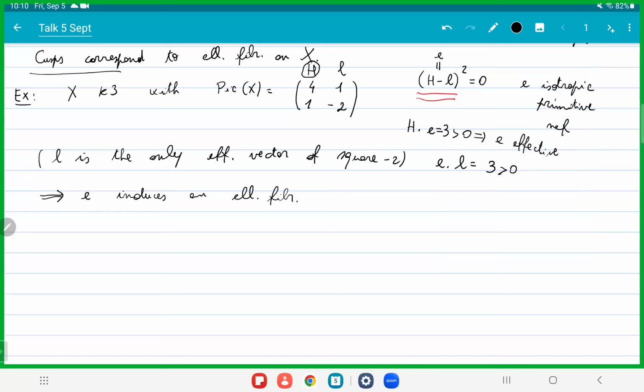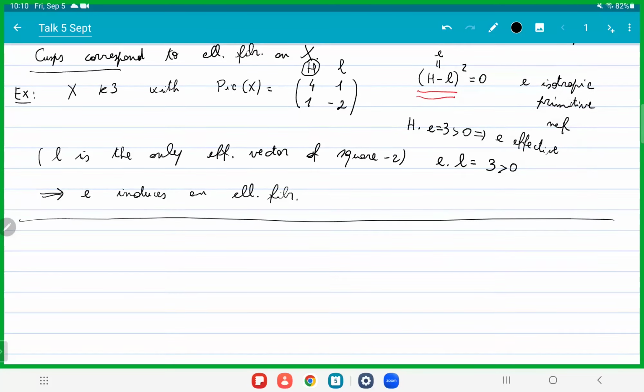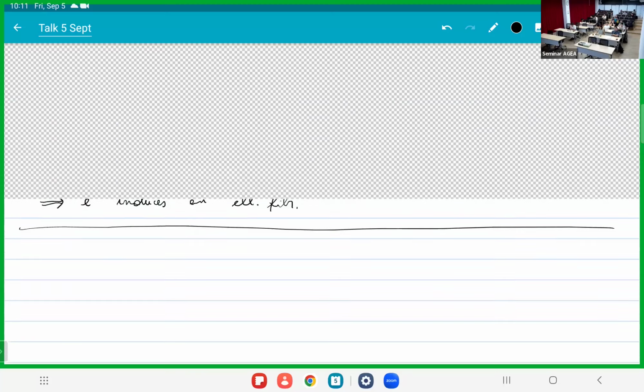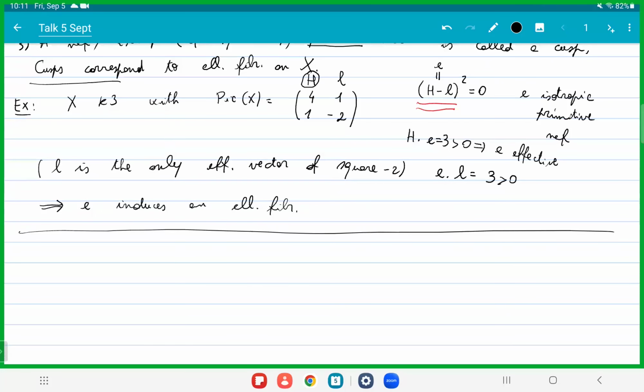So other questions about this example? Okay. So the last thing that I would like to... Does the elliptic fibration have a section? It does not. That's a great question. Thanks.